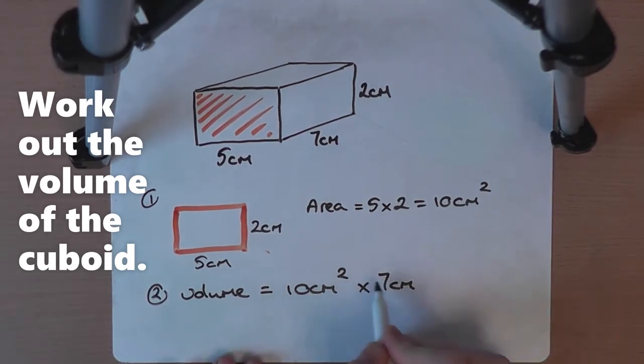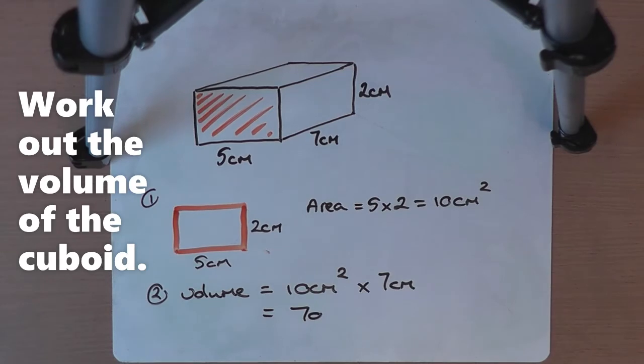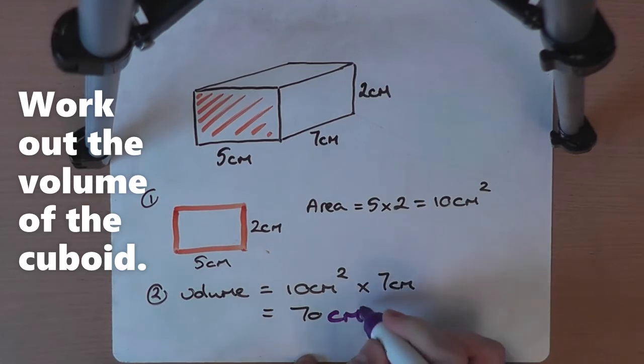I.e. we've got 10 times 7 is 70 for the volume. And we have a volume of 70. But 70 what? Well, we need a unit. Well, we've got centimetres squared times another centimetres. So our units are going to be centimetres squared times centimetres will be centimetres cubed.